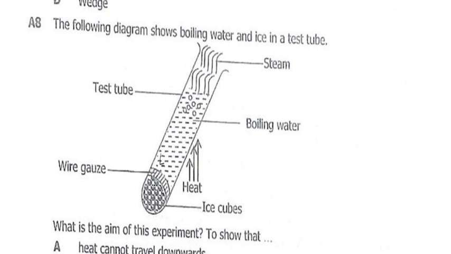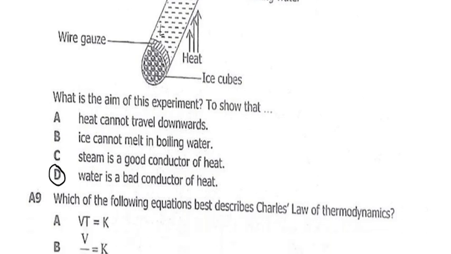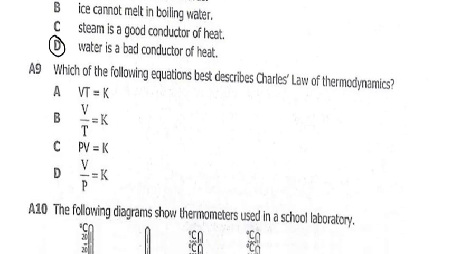So what is this experiment trying to show us? This experiment is trying to show us that water is actually a bad conductor of heat. So for question 8, the answer choice should be D: water is a bad conductor of heat. We proceed. We go to question 9.